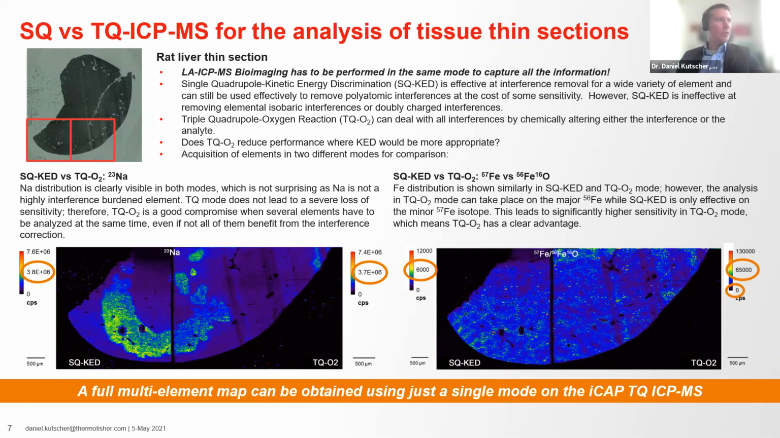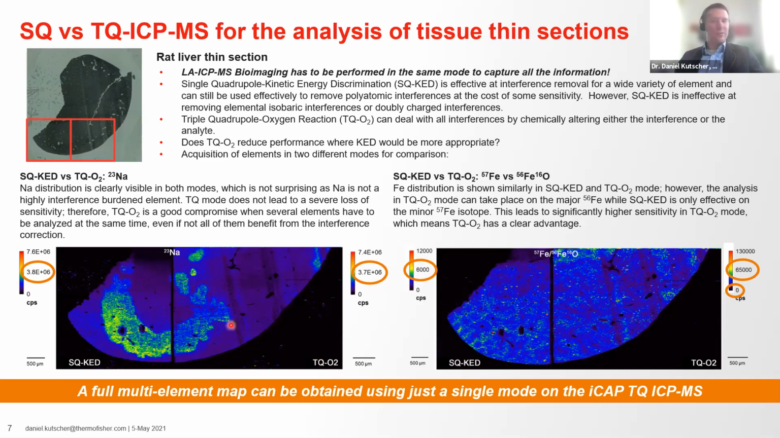And basically what we did here is we cut the sample in half and then analyzed it using two different modes in order to see whether there are any differences in the performance of the instrument, whether we do the analysis in a conventional single quad ICP-MS mode, or whether we go for triple quad functionality. Now, what you can see here on the image of the left-hand side is conventional single quad analysis. On the right-hand side, you see the triple quad analysis using oxygen as a reactive gas.